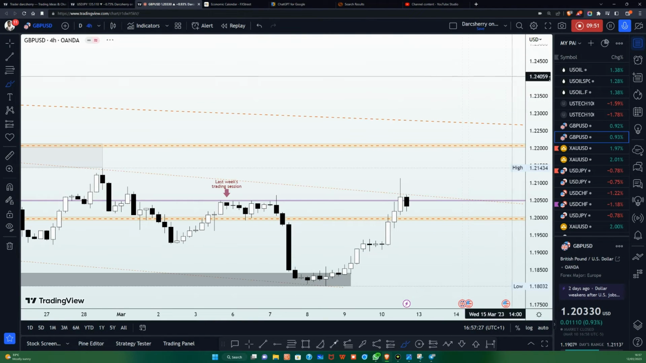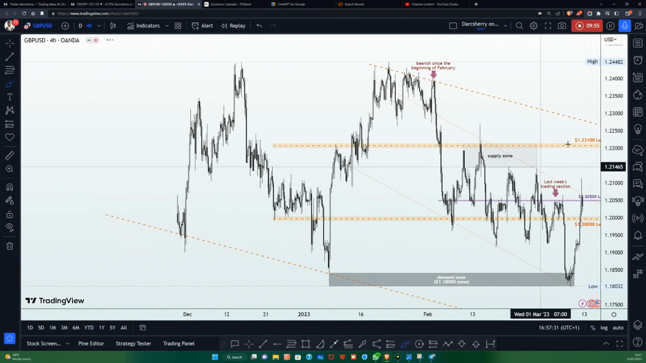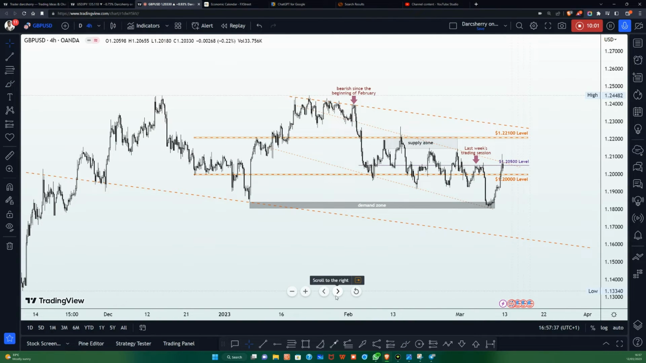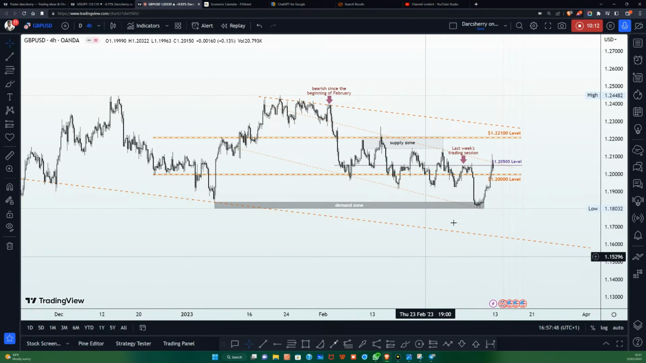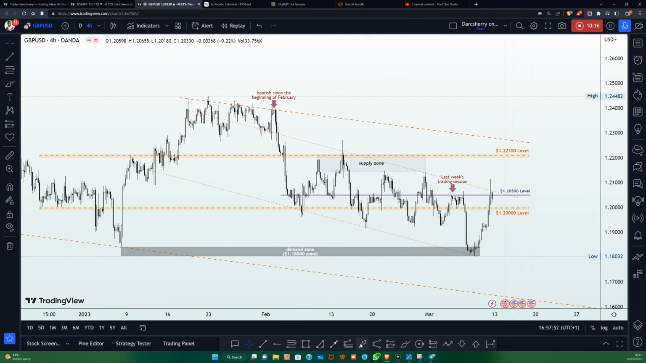So on the 4 hours time frame, this is what I was able to identify here. So let me zoom out a little bit, first of all, so that we can see things from a holistic point of view. And if you look at what we have here, it's quite obvious that price action has been bearish since the month of February here.